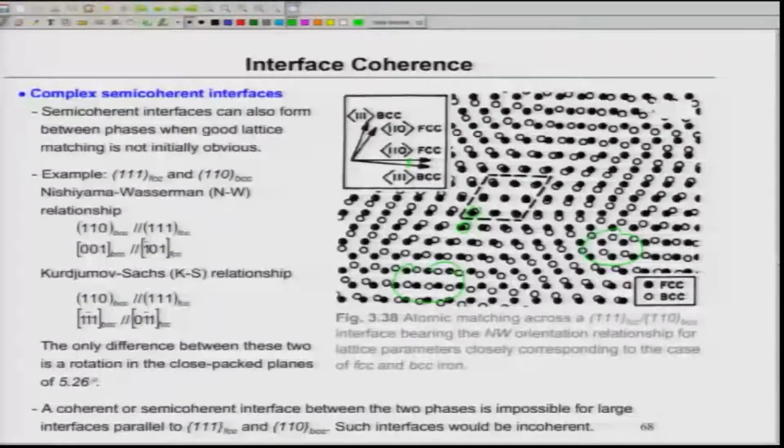A coherent semi-coherent interface between the two bound phases is impossible for large interfaces parallel to 111 in FCC and 110 FCC. Such interfaces will obviously be incoherent if the distances are very large.